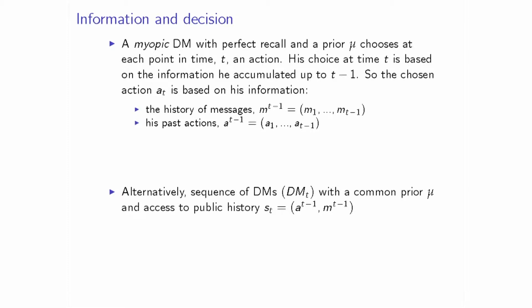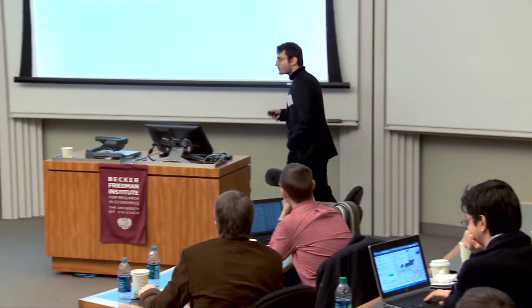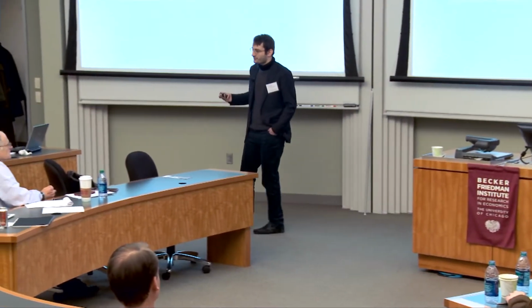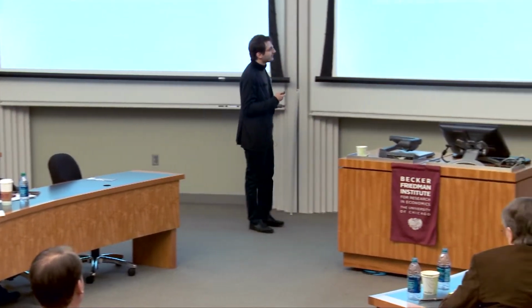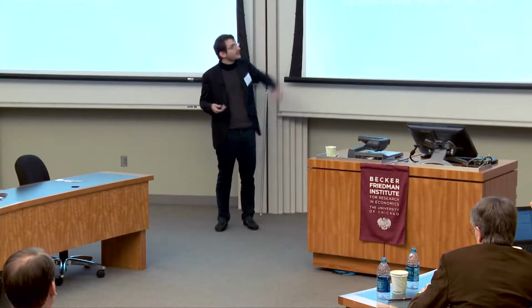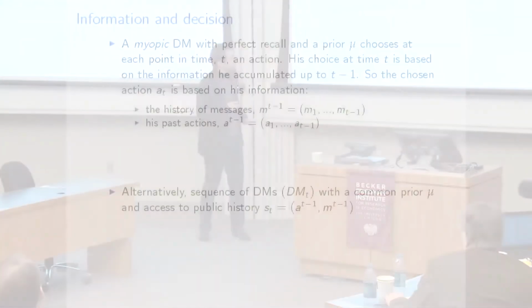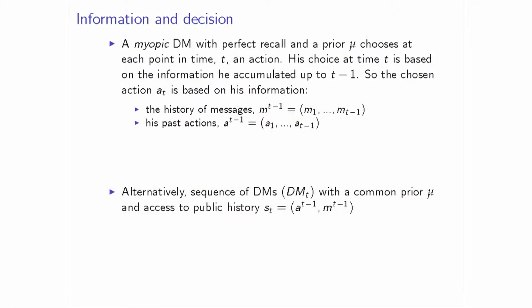Alternatively, one way in which we can look at this dynamic decision problem is, instead of a myopic agent, a sequence of decision makers. For example, you can think of central bankers or public officers in a regulatory institution that serve for a 1 year term. Clearly, to put this situation back there, we need two elements. All the decision makers must share the same common prior, and they must have access to a public history. They observe what their predecessor did and what message they received.